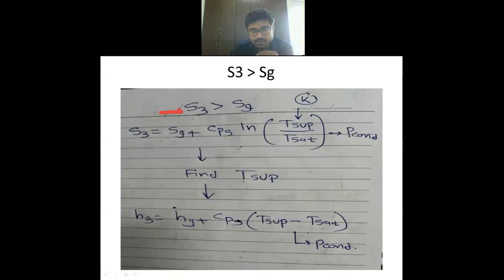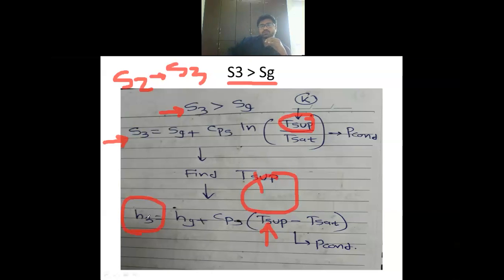In the third type, first of all you have to find S2. Then after S2 you have to find S3. Then you compare S3 with SG. If S3 is higher than SG, use this formula and find this. Clear? Once you have found this, put that value here, put this value here, and you can find H3. So this is how we can solve all the numericals.